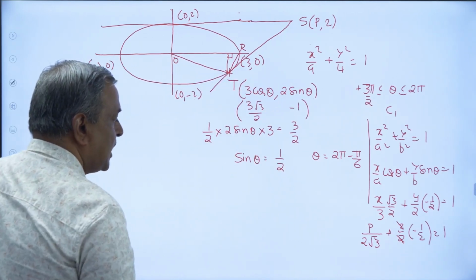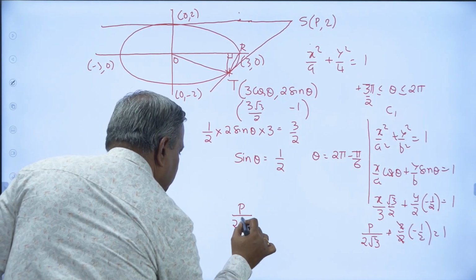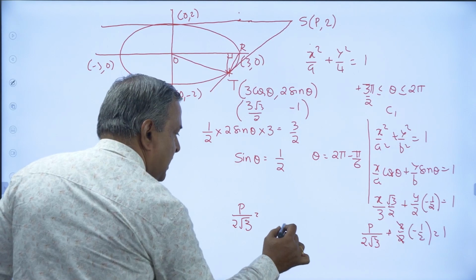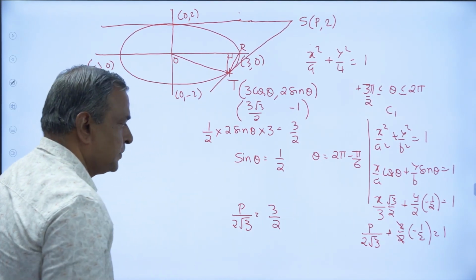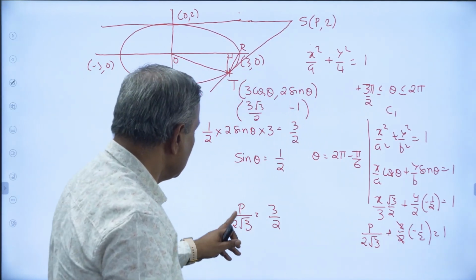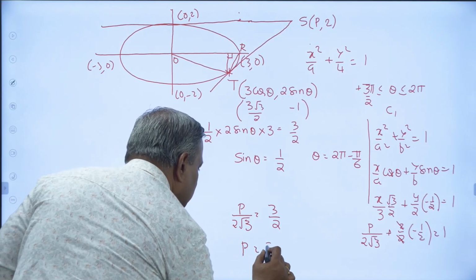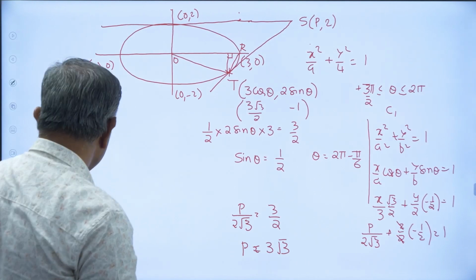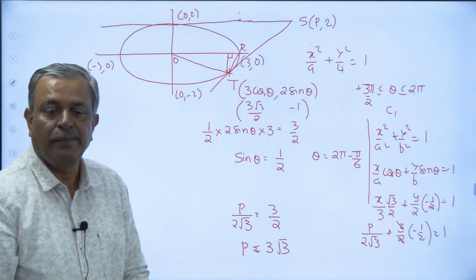So what do we get now? P by 2 root 3 is equal to 1; minus 1 by 2 will go to that side and it becomes 3 by 2. So P by 2 root 3 is 3 by 2, so P is equal to 3 root 3. Let's see the options. P is equal to 3 root 3, option A is correct. Clear?